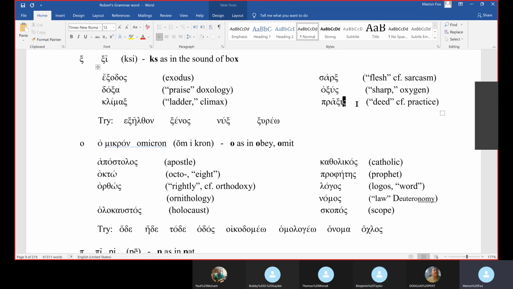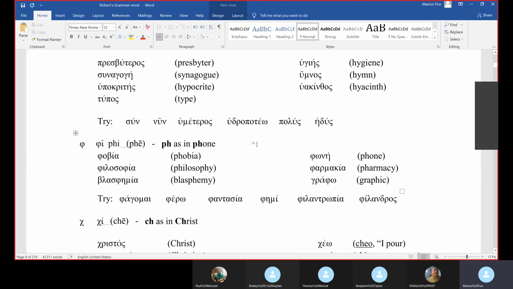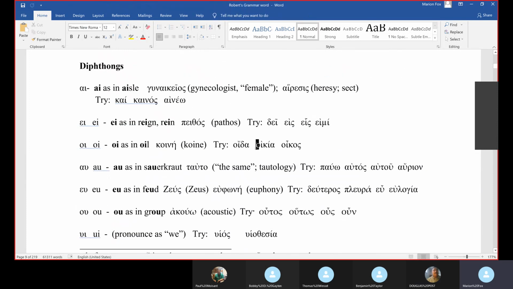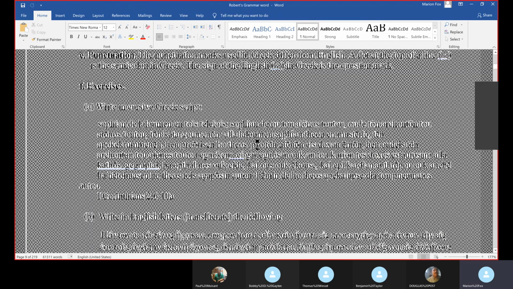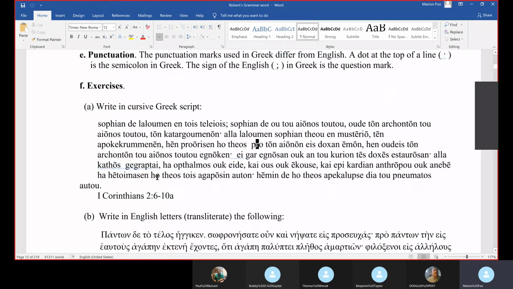All right, any other questions? All right. We'll start here with this. And let me go back and show you what we want you to cover. Okay, we'll start with Omicron, and we'll go with it. But I want you to work on this right down here. Write the cursive Greek script and try to write into English letters. Let's work on both of those, probably for the next 2 weeks. Just try to work them out and see what you get, okay? Everyone okay?